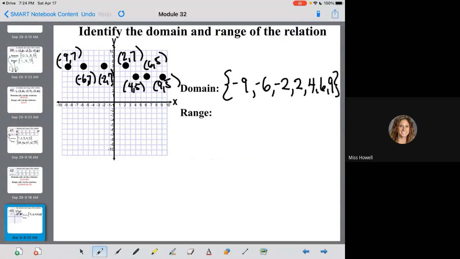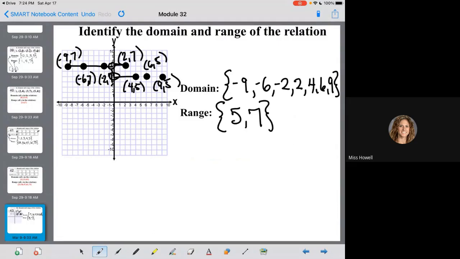Close that curly bracket. All right, our range is a little bit simpler because all 4 of these and all 3 of these are the same y. So really our range just has 2 things, positive 5 and positive 7, in numerical order, my fault. Go ahead and close your curly brackets.